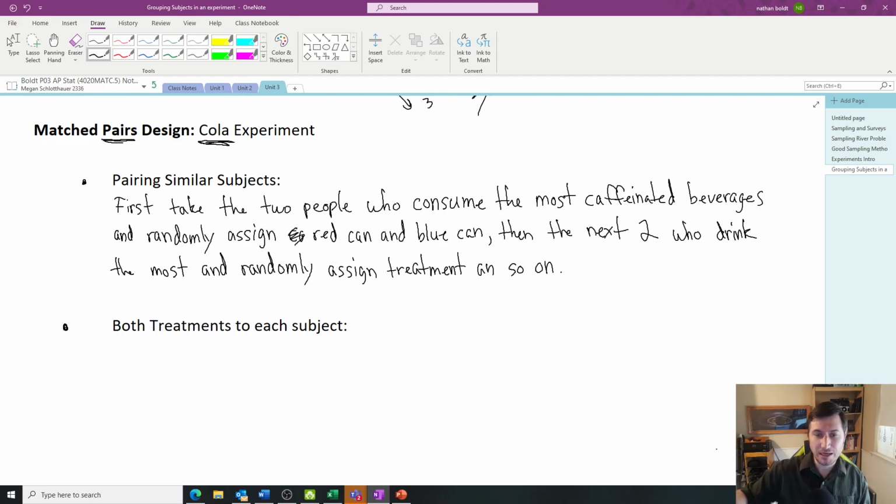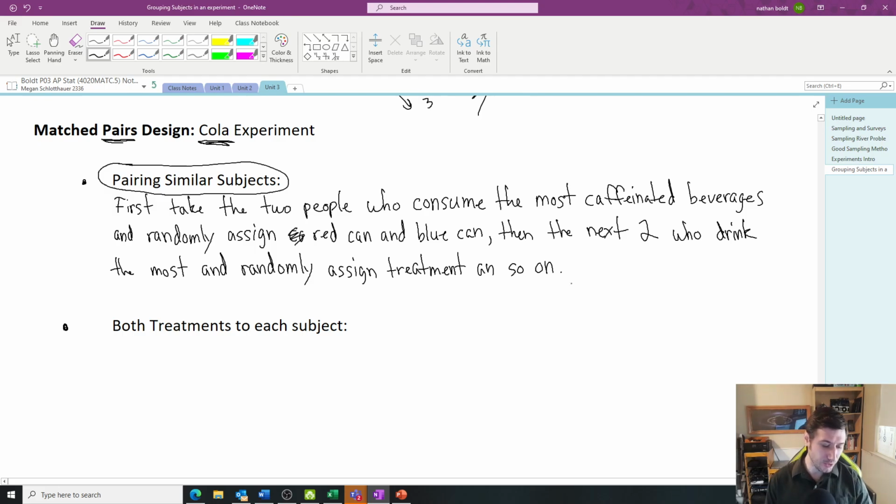Pairing you all together with whoever is near you in terms of soda or caffeinated beverages that you drink a week puts you in a group of two that are very similar, and then I can track each group individually that way. All right, that's the first way of match pairing, where you pair people that are similar.